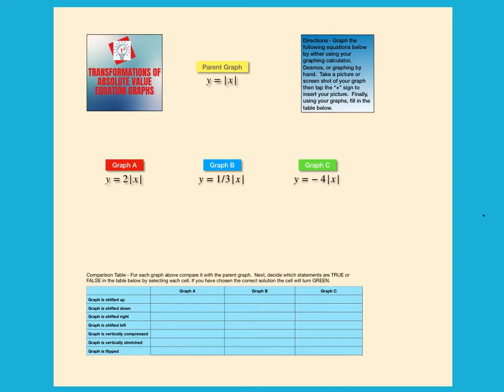Alright guys, welcome to section 1.4 of notes. Today we're going to be talking about the transformations of absolute value equation graphs.